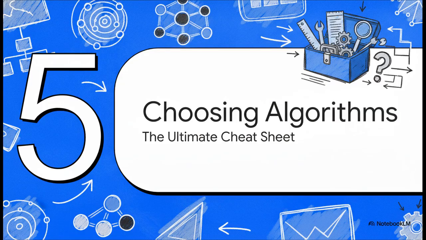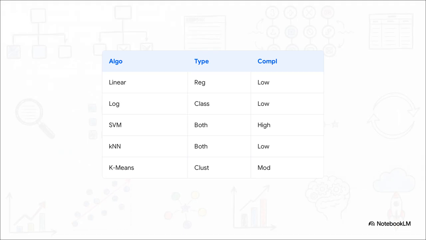And finally, Section 5, Choosing the Right Algorithm. Let's pull out the ultimate cheat sheet. Here is your distilled comparative analysis of the toolbox. Need to predict continuous prices with low complexity? Pull out linear regression. Looking to detect spam emails or make a binary medical diagnosis? Logistic regression is your go-to.